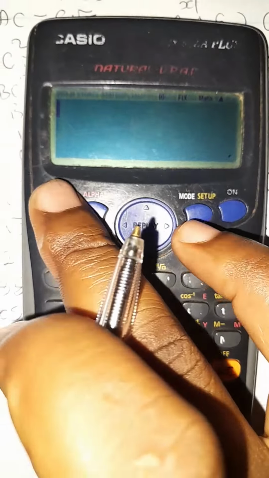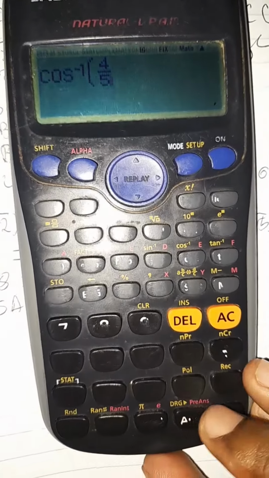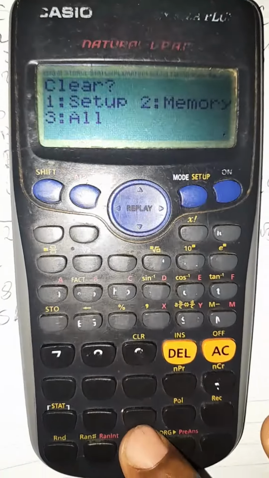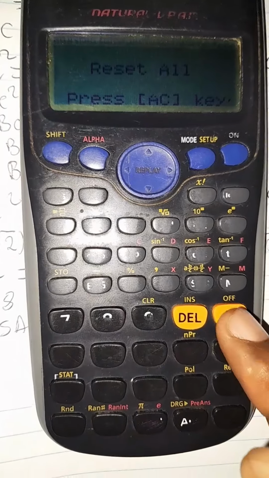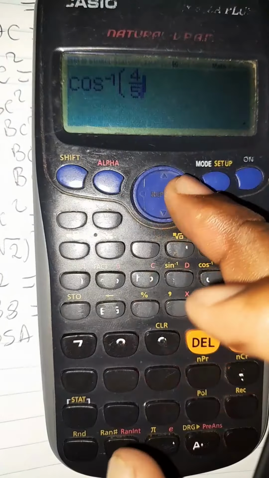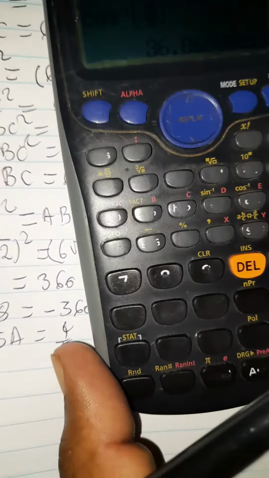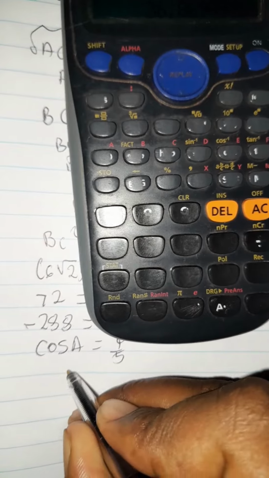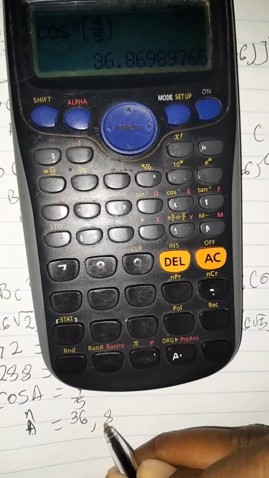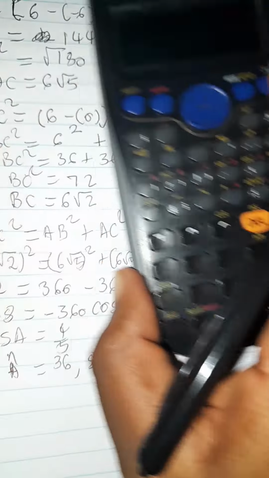Then we are going to say second function, 4 over 5. What is that? My calculator is in fix mode, so I just don't want to round off yet. But this is what you're going to do. 4 over 5, sorry for that. So in other words, we are going to have angle A is 36.8698765. Let's not round off yet.